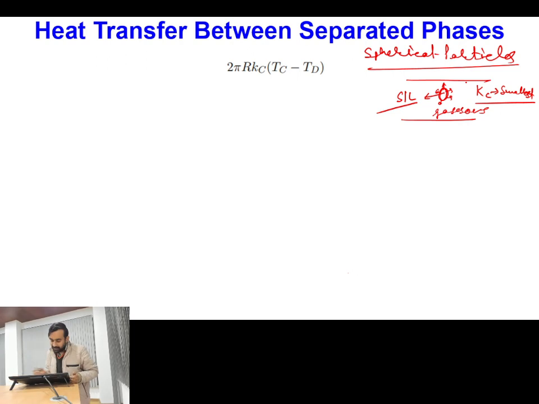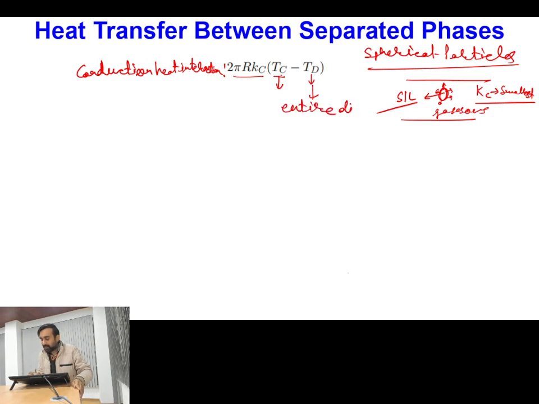So if I have to determine the conduction heat interaction between the particle and the continuous phase, how can I write it? 2 pi r Kc into (Tc minus Td). Here Tc is the temperature of the continuous phase, and Td is the temperature of the dispersed phase. Now one more assumption I am invoking here, that the entire dispersed phase is at uniform temperature.